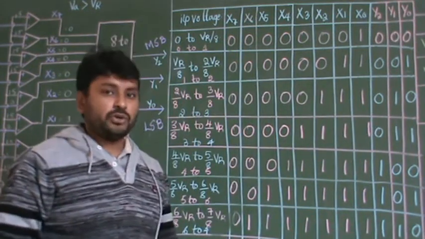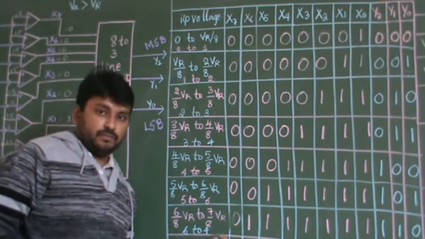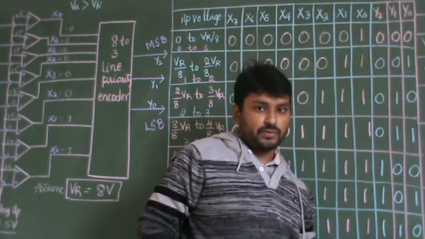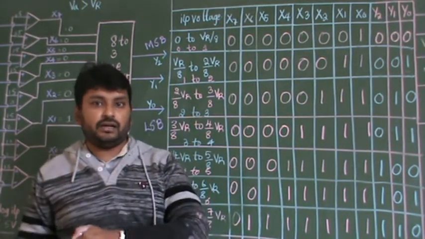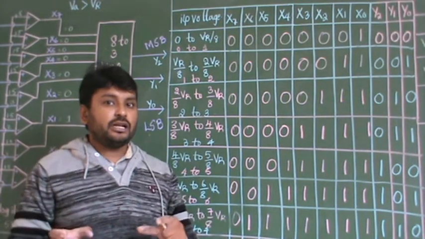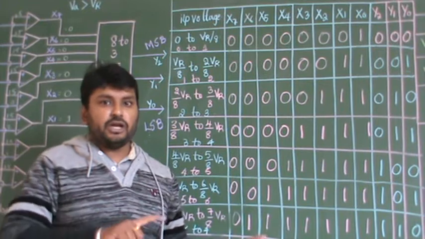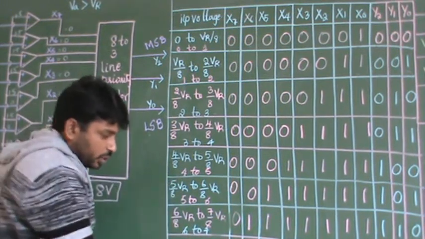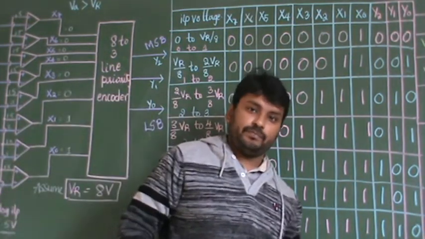So from this, what you have understood: if the input is between 6 to 7, say 6.5, it will be showing it as 6. Understood? So your analog input is being converted to the digital output, but your digital output is not exactly the same as the analog input. It has been approximated. So if your input voltage lies between 7 to 8, your output will be 7.